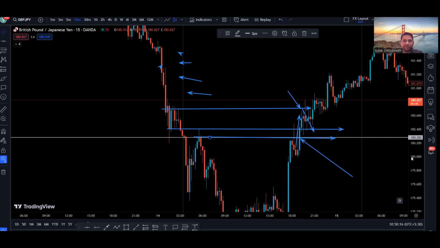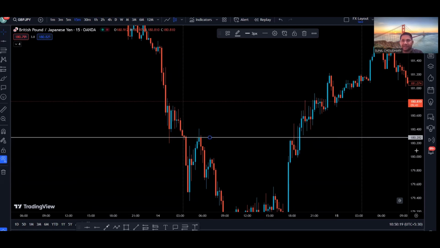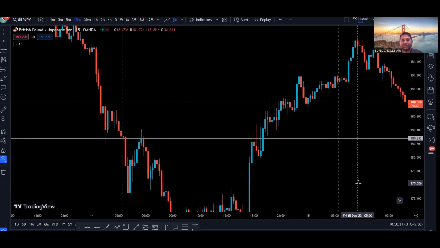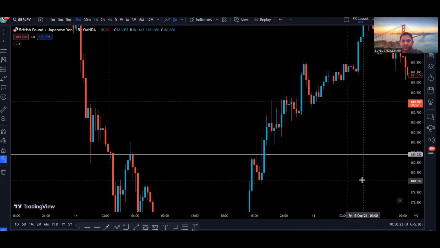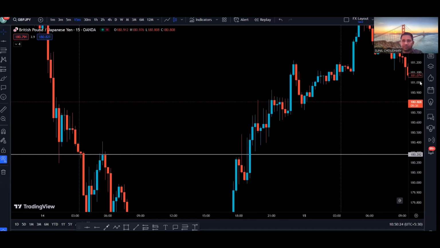So I was just waiting for some kind of pullback and a support formation on the 15-minute time frame or a 30-minute time frame. So let's see what happens here. As we can see, this candle closes bullish, with a rejection to the downside, and then this candle closes bearish by rejecting this resistance.